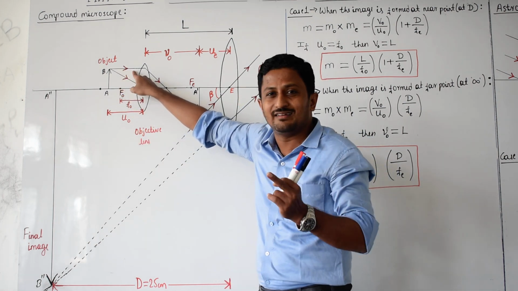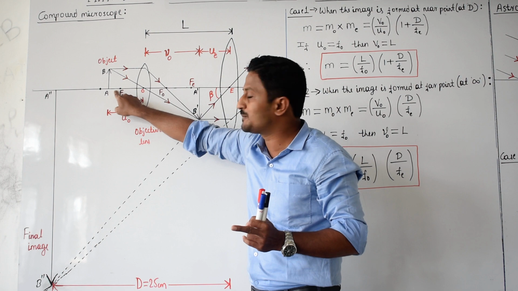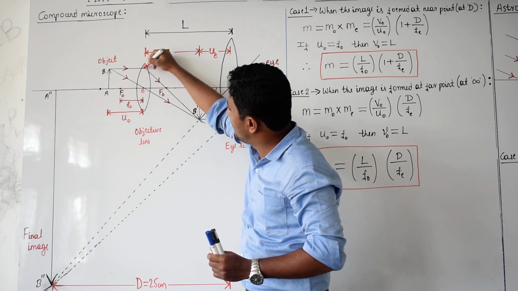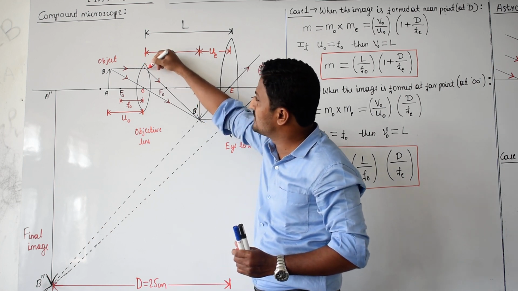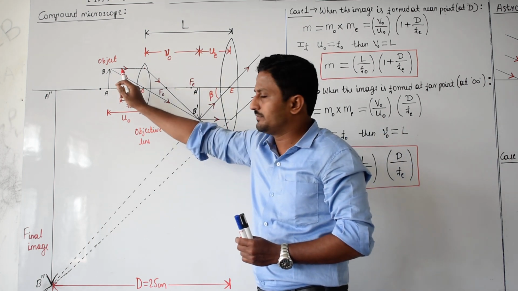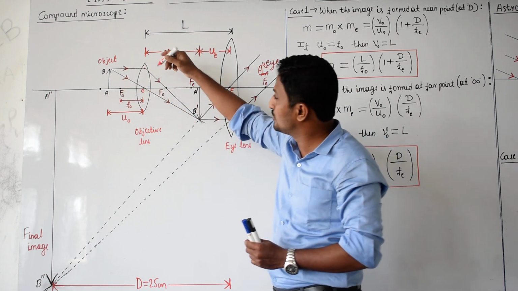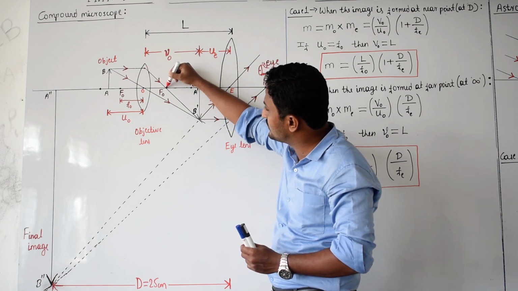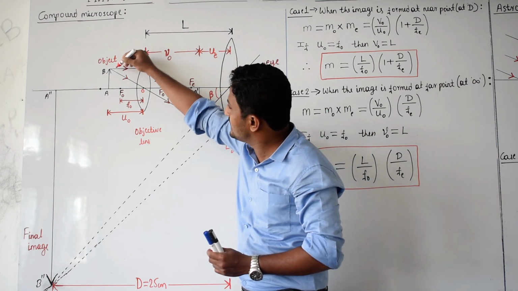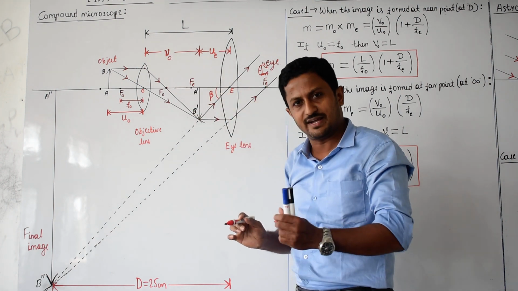One is a parallel light ray. This is a light ray which is parallel with respect to the principal axis. After getting refracted by that objective lens, this light ray passes through the principal focus of that lens. This light ray after refraction passed through that principal focus point. Fine, that is one.